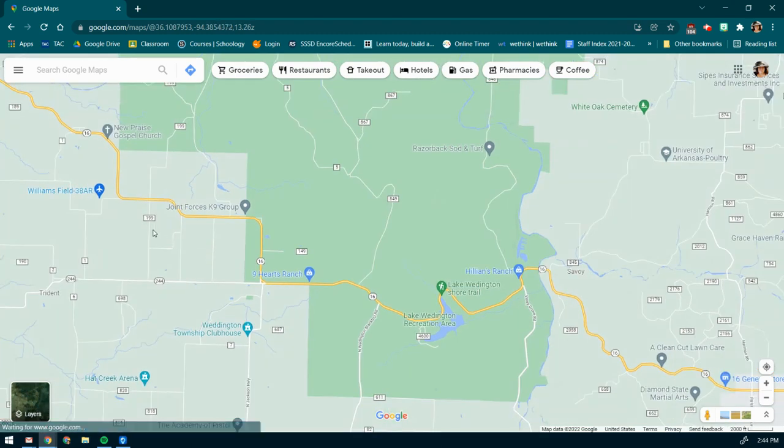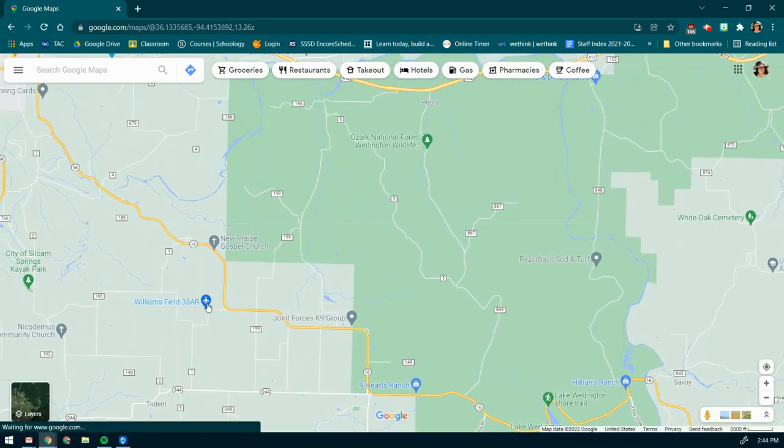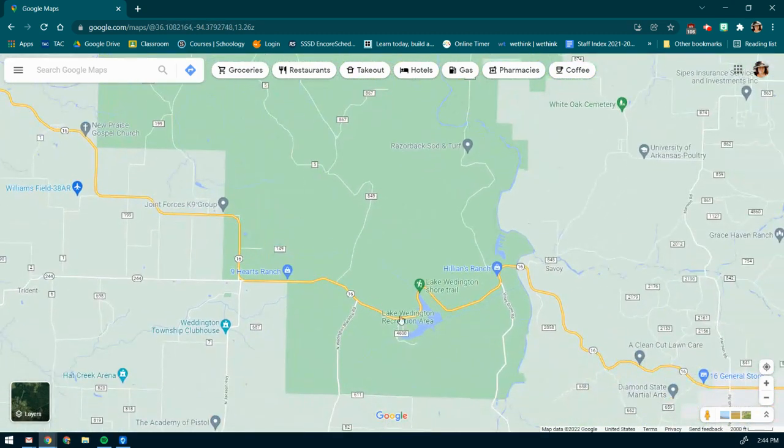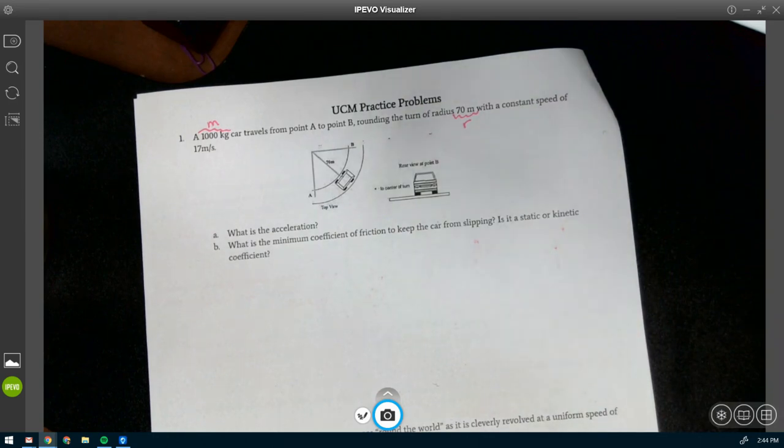So I was going to say, the wider your radius, the easier it is to take the curve. Back to actual physics. No question.